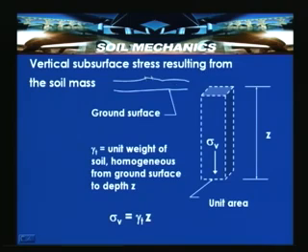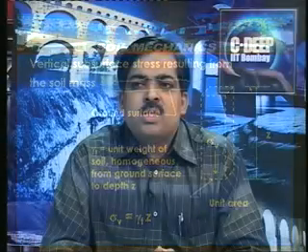So, the vertical subsurface stress resulting from the soil mass alone can be computed like this. Suppose this is the ground surface, and let us consider the unit weight of the soil to be gamma T. The average unit weight of the soil is gamma T, homogeneous from the ground surface to depth z. So, let us consider the depth under consideration is z from the ground surface.